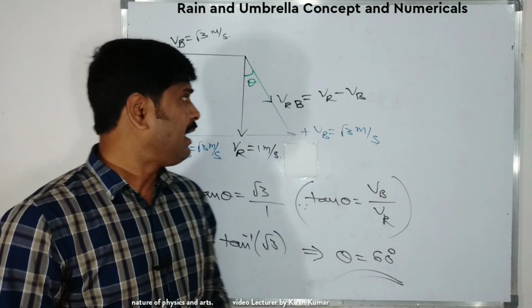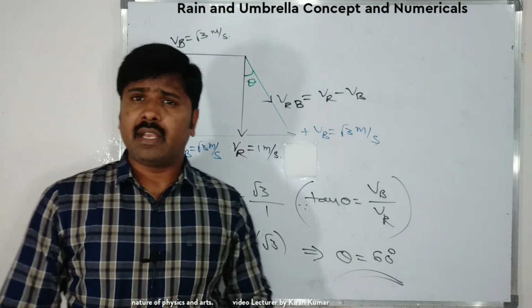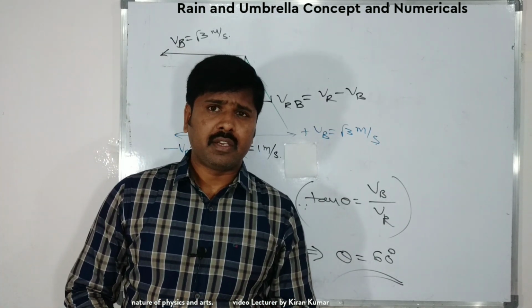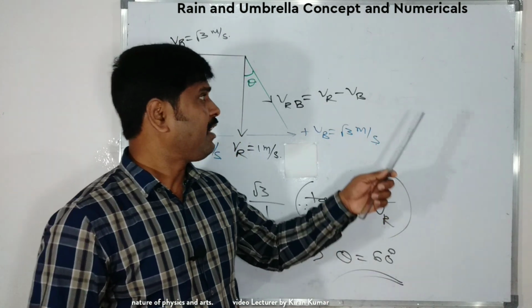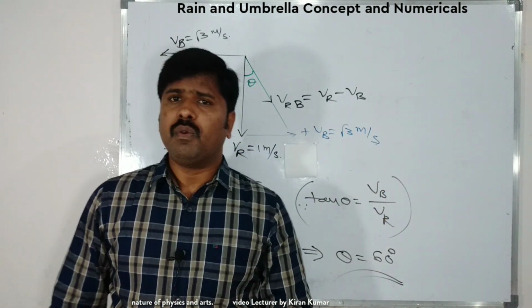The umbrella makes an angle of 60 degrees with the vertical, and only then can she protect herself from the rain while bicycling from the east direction to the west direction.